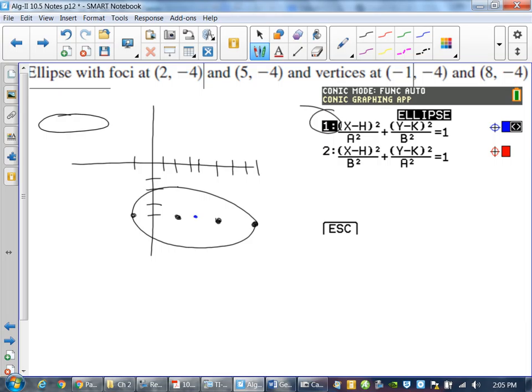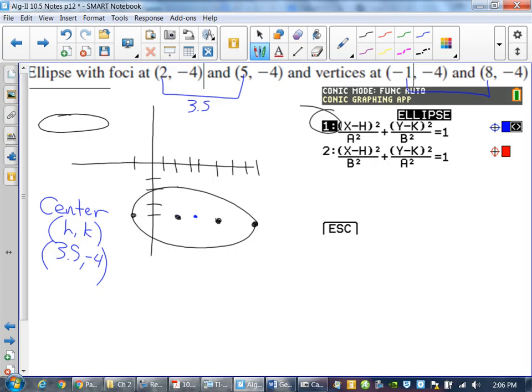So, what is 2 plus 5? What's half of 7? 3.5. So I know that I'm going to have a center, my H, K, at 3.5 and -4. If I did it with the vertices, what's -1 plus 8? 7. What's half of 7? 3.5. It'll work. It always works.